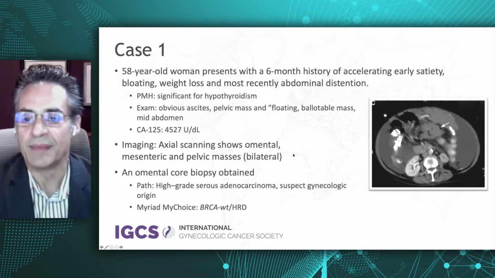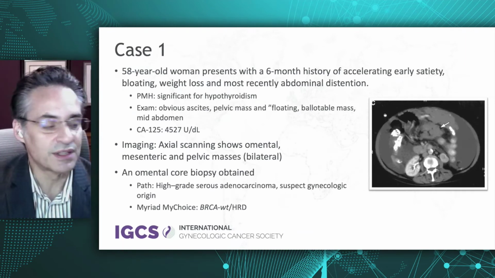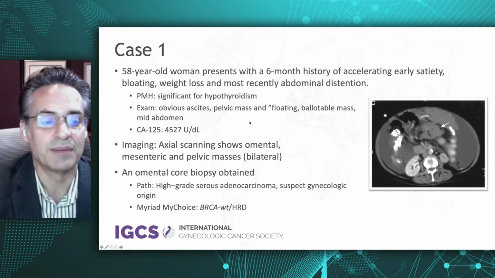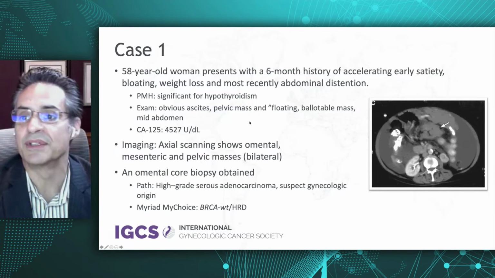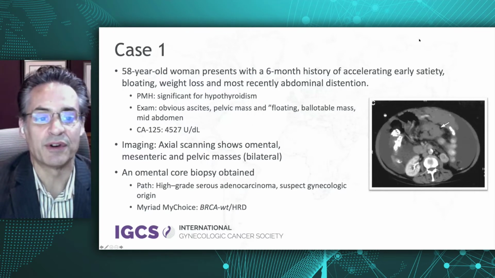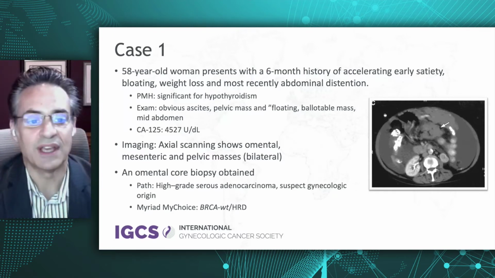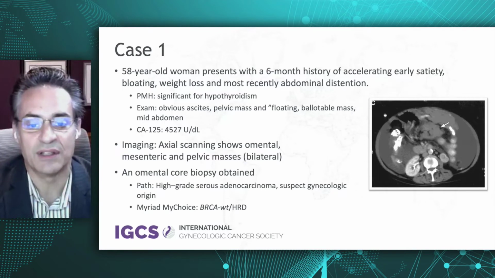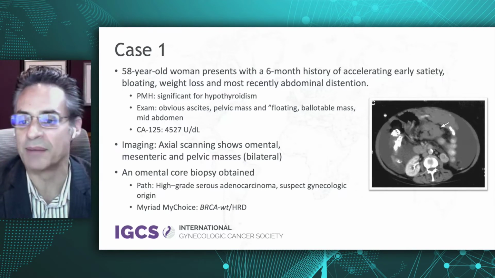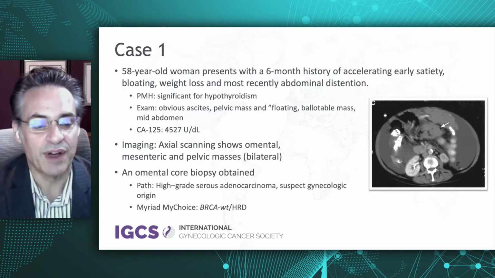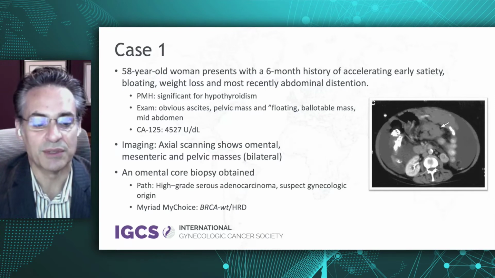O'Malley. And so the case here, as you can see, is a 58-year-old woman who presents with a 6-month history of accelerating early satiety, bloating, weight loss, and most recently abdominal distension. Past medical history is significant for hypothyroidism, and she has obvious ascites, and you can see in the CT scan she has this pelvic mass, and she has this floating palpable mass in the mid-abdomen, which is likely the omentum. She's got a CA125 over 4,500. She did undergo a core biopsy, and it came back as high-grade serous adenocarcinoma, suspect GYN origin.